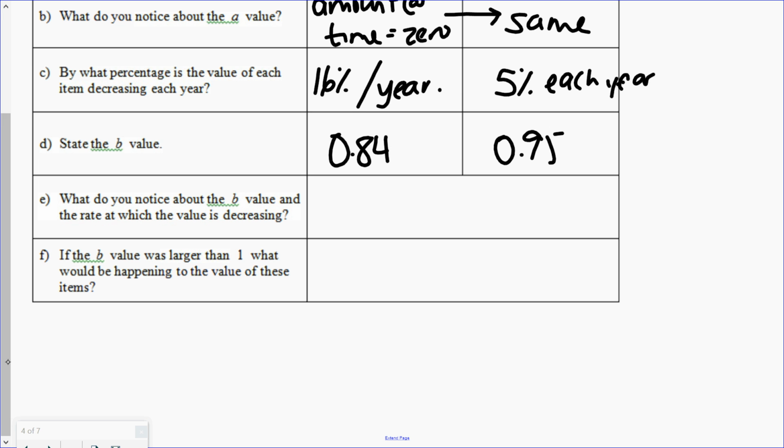It says, what do you notice about the B value and the rate at which the value is decreasing? So if we take 1 and subtract that B value, so 1 meaning 100% or the whole of it, if I take 1 and subtract that B value, so 1 subtract 0.84, that would get me 0.16, which as a percentage would be 16%. So if we take 1 subtract B, that gets us our rate of decrease per year.